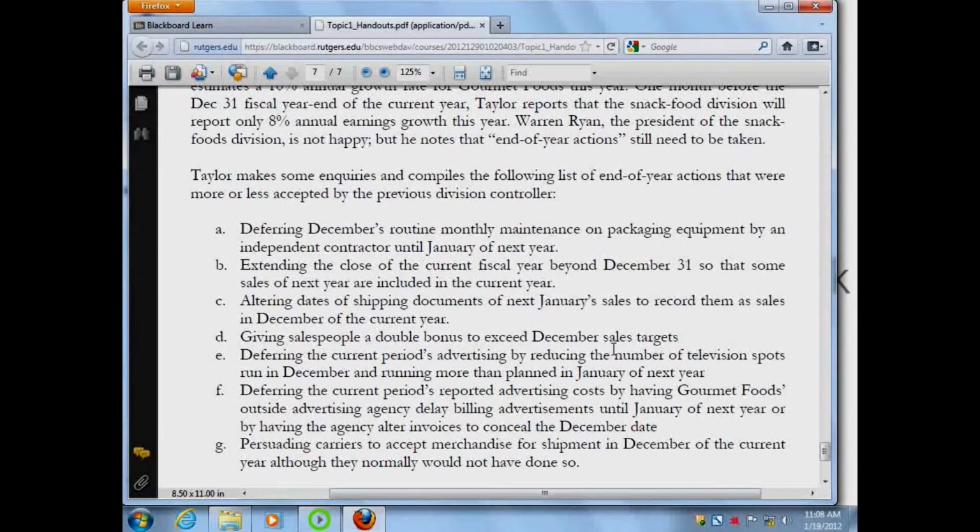Now, E, deferring the current period's advertising by reducing the number of television spots run in December and running more than planned in January of next year. Now, this is similar to which other situation that you saw? The very first one. It's identical to the first one. So again, what's the issue here? The issue is as long as you report faithfully the advertising expense that you incurred, any ads that you run in this year have got to be expensed in this year. Okay, so as long as you expense those ads and put it out there on the financial statements for all your investors to read and see for themselves, there's no issues of ethics or fraud.